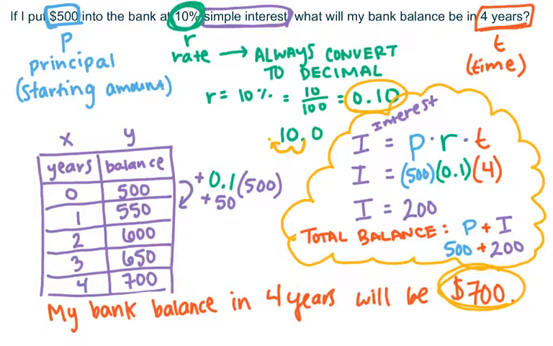This would be nice and easy for you to be able to solve for simple interest on your own without having to draw a huge table. If you want to do the table, go for it, right? If that's how your brain sees it, that's fine. But this is another way to do it. So I'm going to go ahead and do another example here.